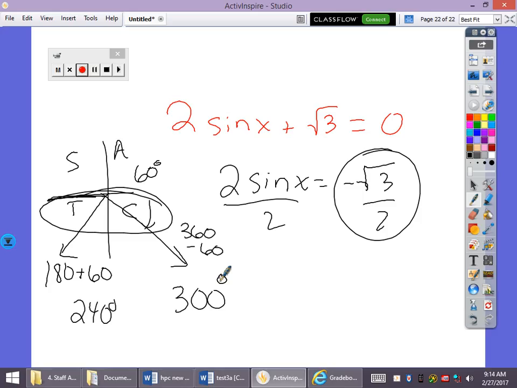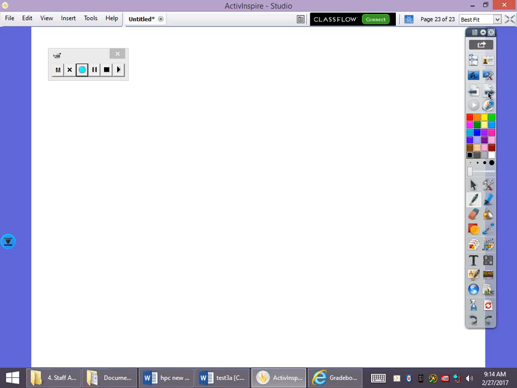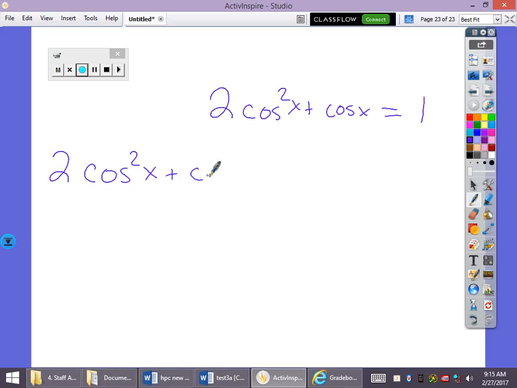Okay. Next one says 2 cosine squared x plus cosine x equals 1. What should I do? I'm going to factor. So I have 2 cosine squared x plus cosine x minus 1 equals 0, because you cannot factor till it equals 0.